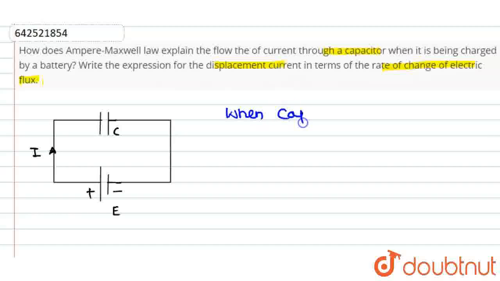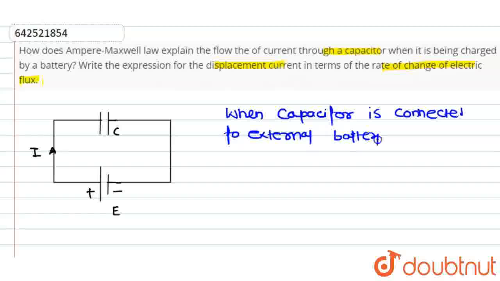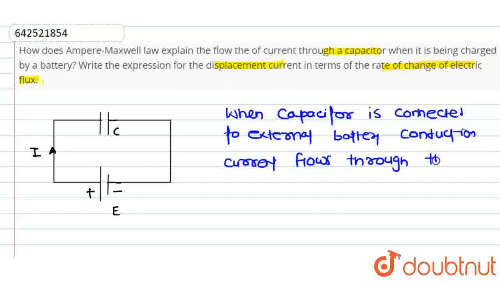When the capacitor is connected to an external battery, conduction current flows through the wire outside the capacitor.